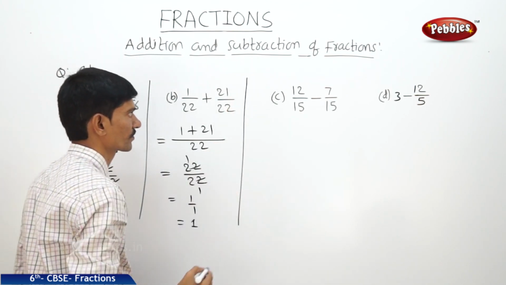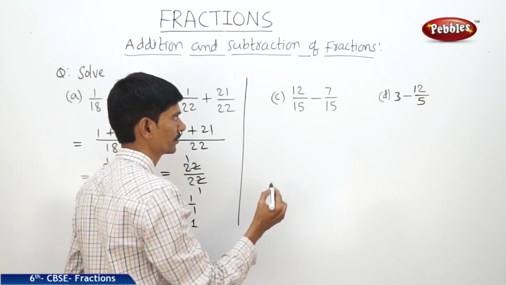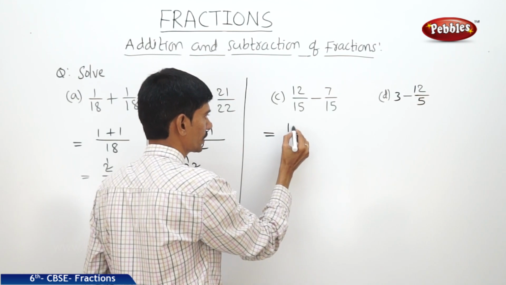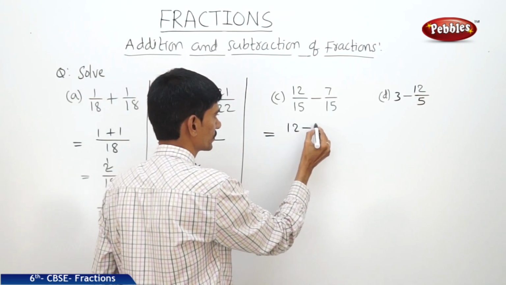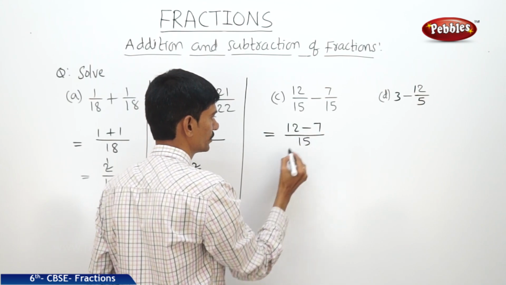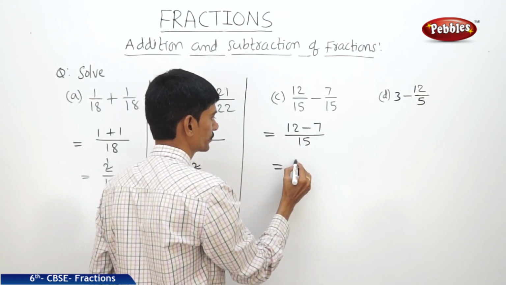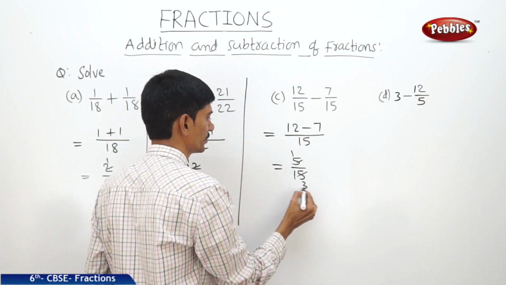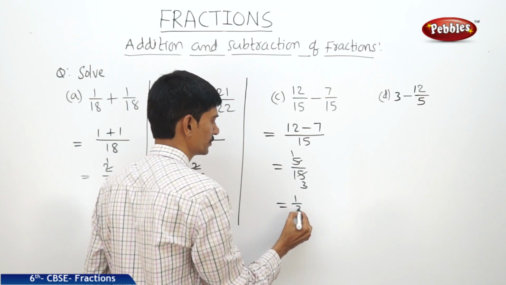Next, 12/15 minus 7/15. So here also the denominators are equal. So we can subtract the numerators, 12 minus 7, keeping the same denominator 15. So 12 minus 7 is 5/15. So 5 ones are 5 and 5 threes are 15. So we get 1/3.